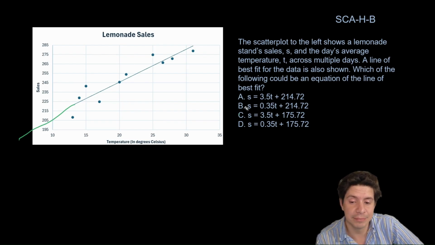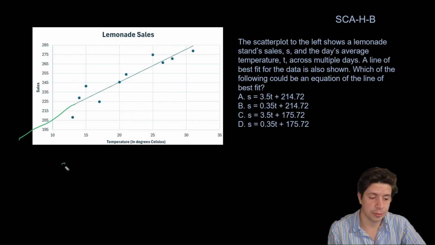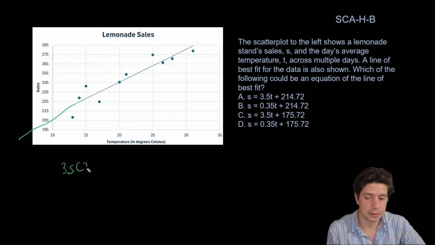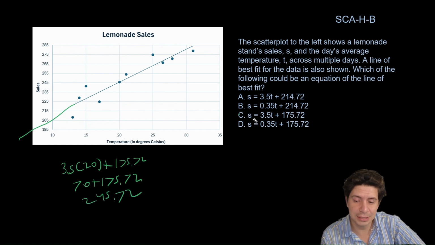right, which of these makes the most sense? It would probably be C, because we would do 3.5 times 20 plus 175.72. We would get 70 plus 175.72. We would get 245.72 when it's 20. So C should be the right answer.